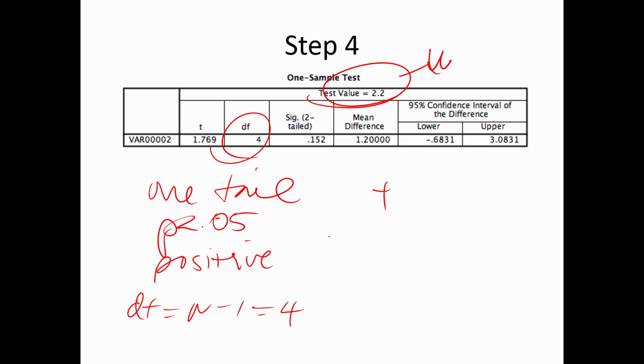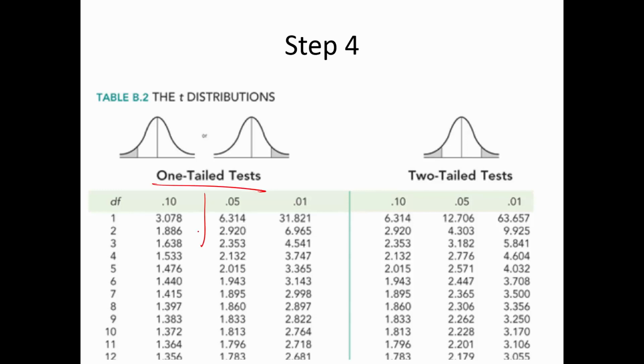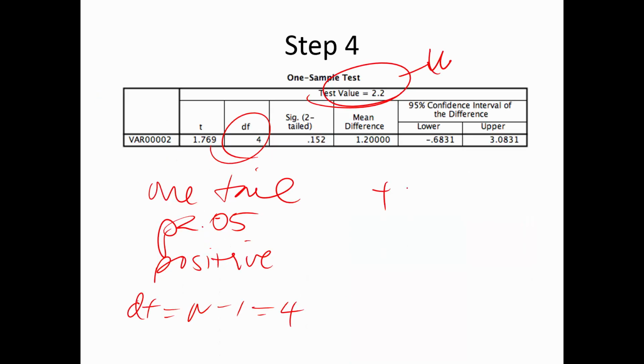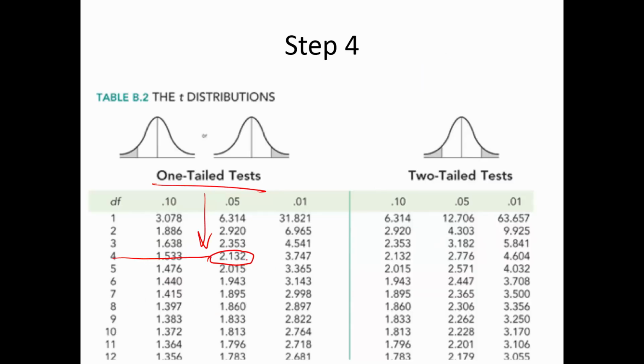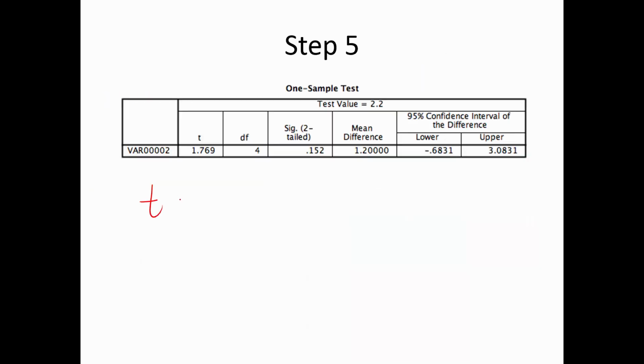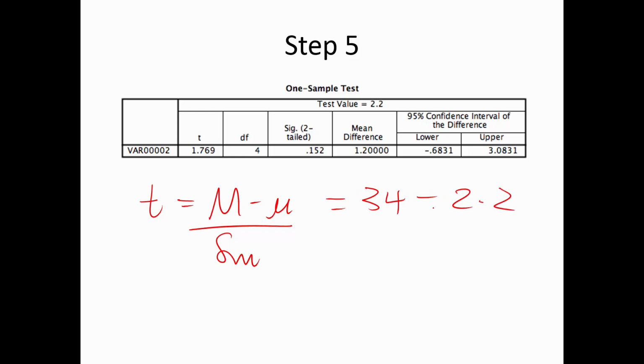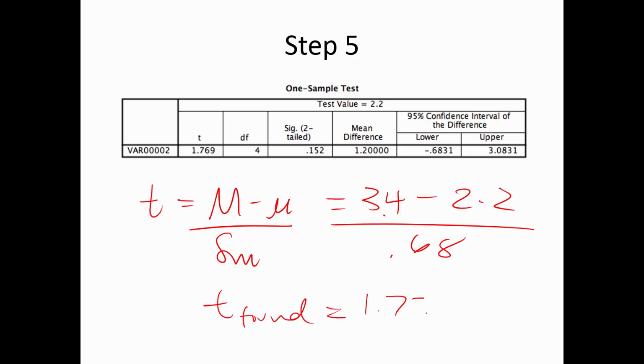Okay. So what is that number? Well, I got my one-tailed test on this side, got 0.05. We're going to come down across here to 4, so it's 2.13. So our little car has to go 2.13 points to cross the finish line and reject the null. Remember that T is mean minus mu divided by SM. So 2.2, oops, wrong one. Back up. 3.4 minus 2.2 divided by 0.68, excuse me. So T found, last one's T critical, it's 1.77.